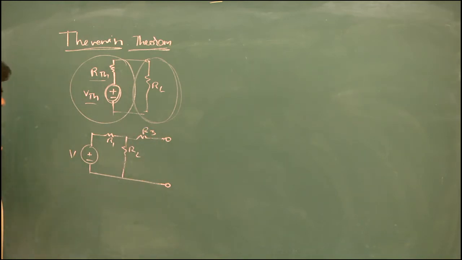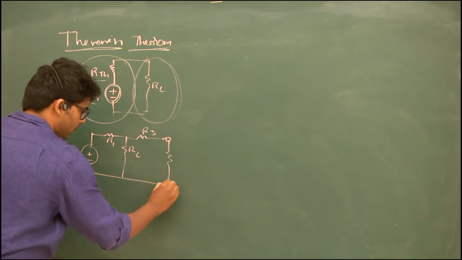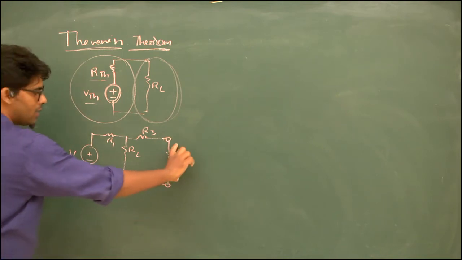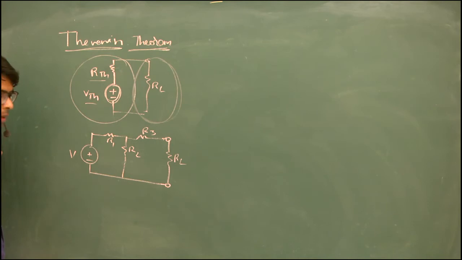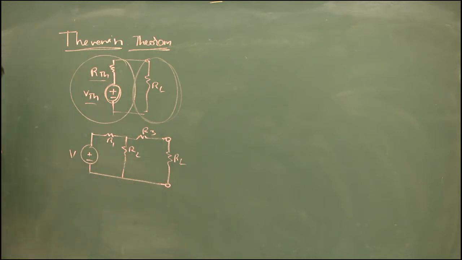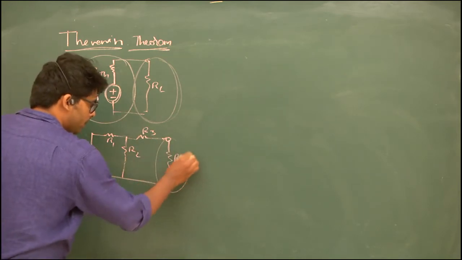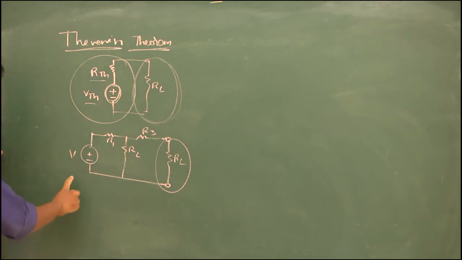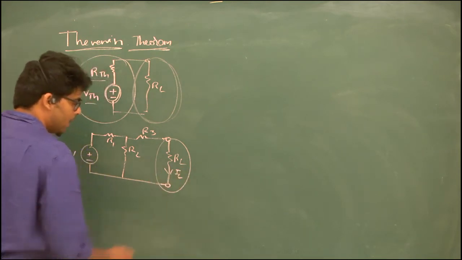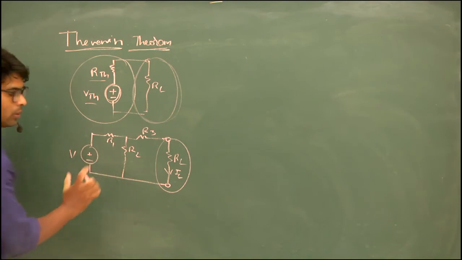Now here we are having a load. So I am taking load here as RL. My point is, I am taking this RL as a load, but R1 may also be a load, R2 may also be a load and R3 may also be a load. To get the characteristics of load, we don't rely on mesh analysis or node analysis. To find the response, that is load current IL, we have to simplify the circuit.